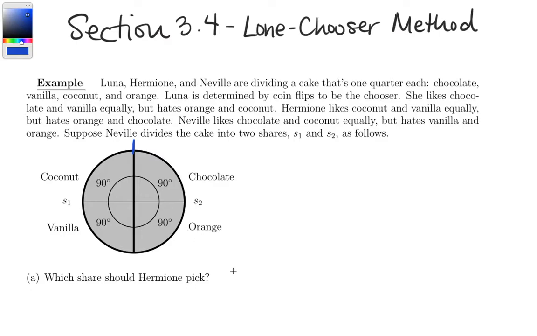Okay, first question. What share should Hermione pick? So let's look at Hermione's likes. She likes coconut and vanilla equally, but hates the other two. So S1 is coconut and vanilla, which she likes, and S2 is chocolate and orange, which she doesn't like. So she is going to pick S1, and that means that Neville is going to get S2.